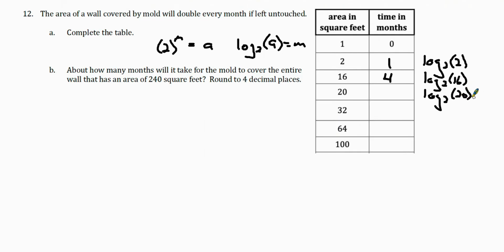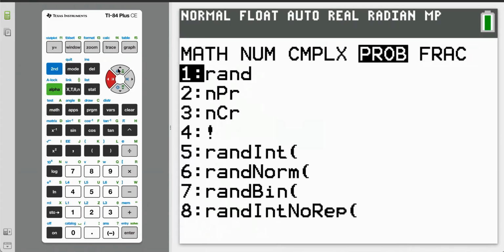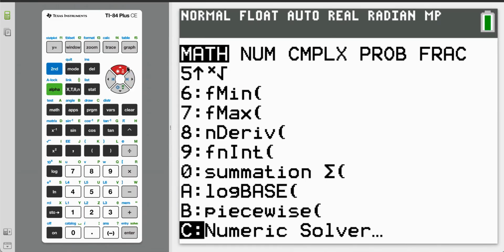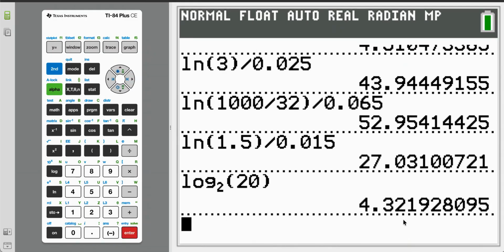For the next one, log base 2 of 20. Well, 2 to what power equals 20? This one is not a nice exact value. So this one we can use the calculator for. So if I go to my calculator, math, log base 2 of 20, we get approximately 4.3219.